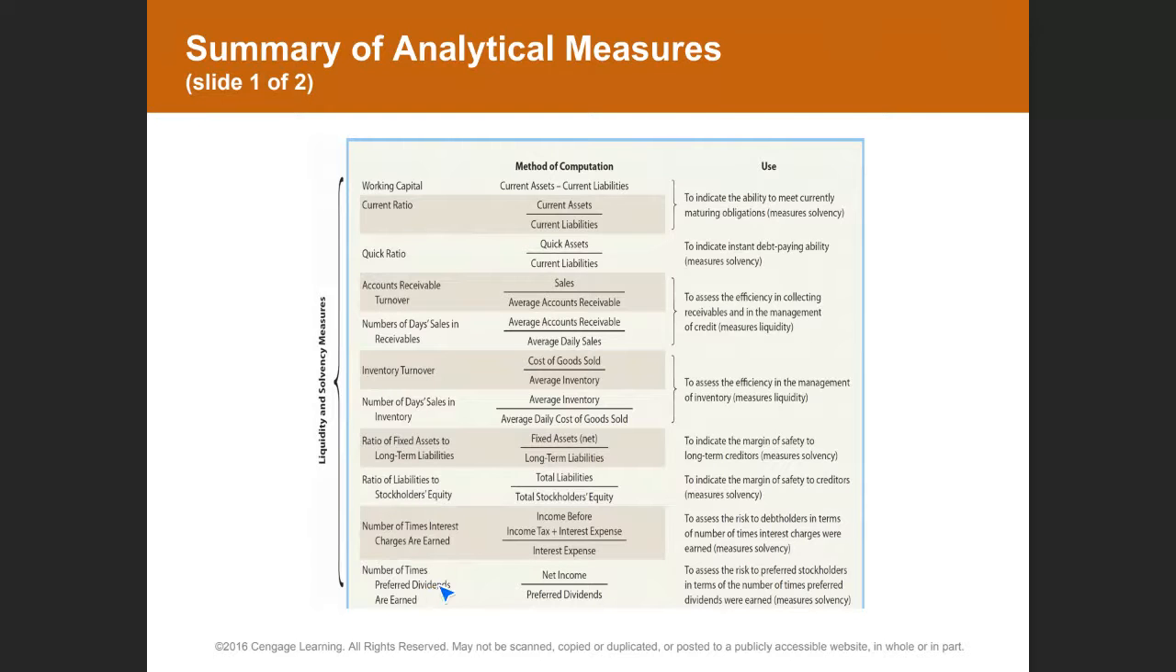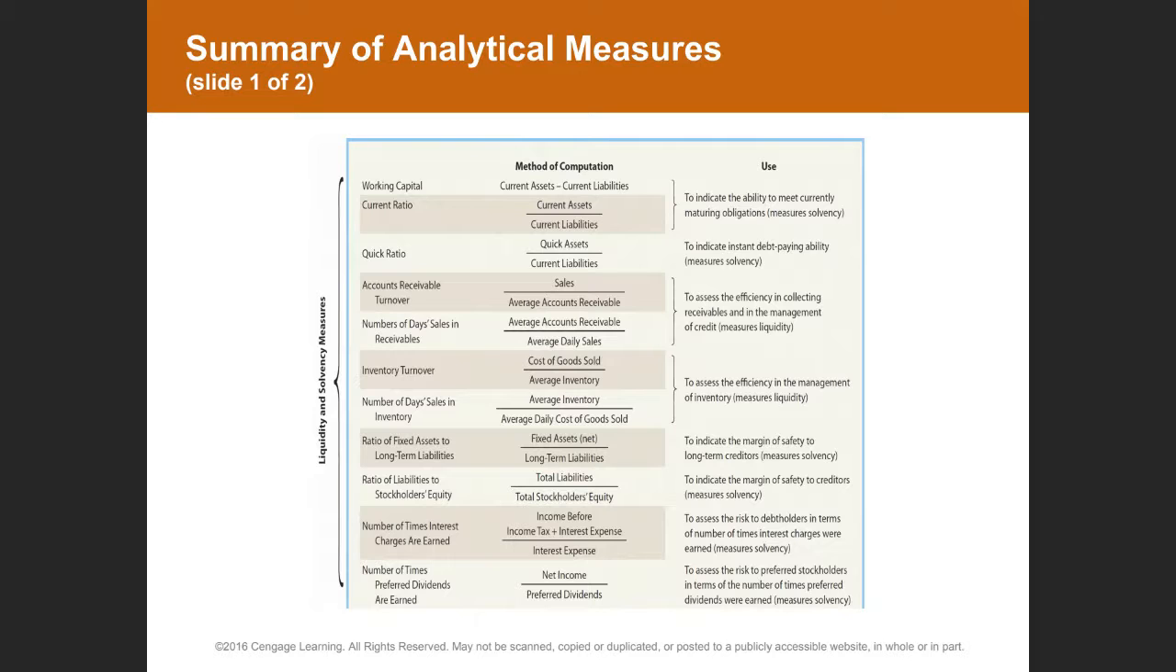And then number of times preferred dividends are earned is your net income divided by your preferred dividends, and that's used to assess the risk to preferred stockholders in terms of the number of times preferred dividends were earned, and it measures your solvency. That's a lot of formulas.